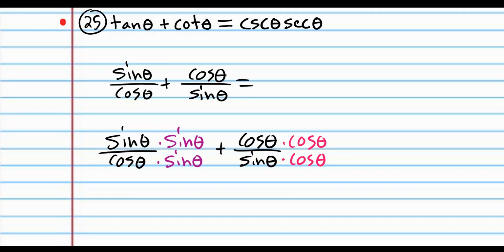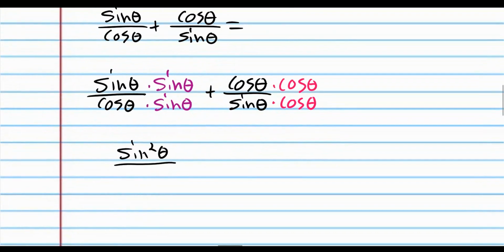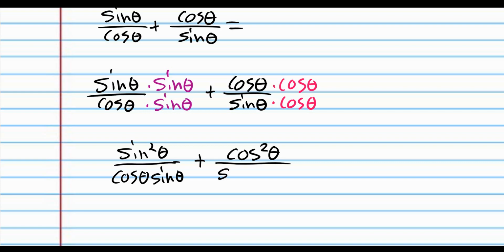So we're going to get sine squared theta. The purple sine and the other sine multiply to get sine squared. And on the bottom we have cosine theta times sine theta. And these cosines, if we multiply them, we get cosine squared theta over sine theta times cosine theta.